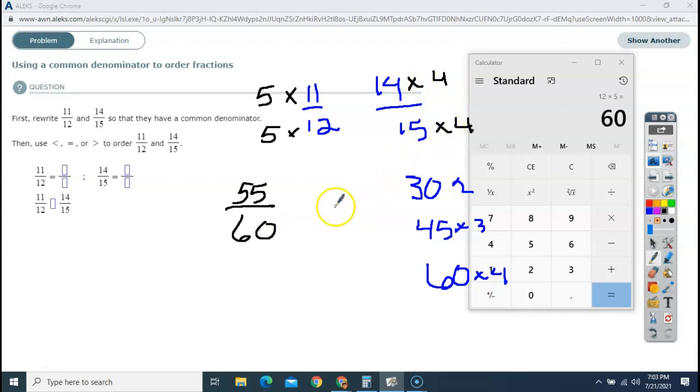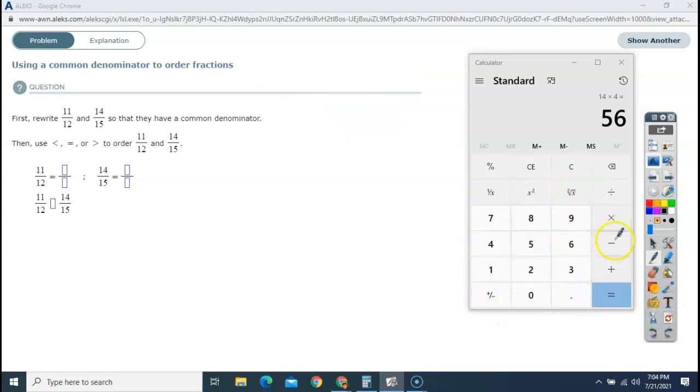And then I don't know what 14 times 4 is, so I'm going to check. 14 times 4 is 56. So this would be 56 over 60. So this one is lower than that one, so it would be considered less than. So since this 55 over 60 started out as 11 over 12, 11 over 12 would be considered less than 14 over 15. Is that crazy? Okay, let's look at another one because that was rough.